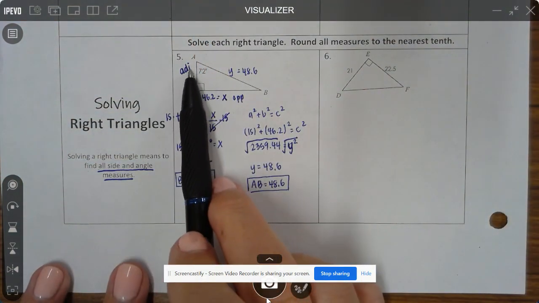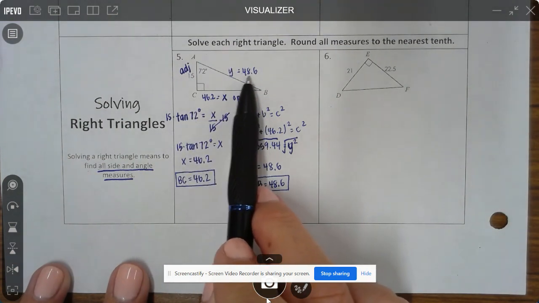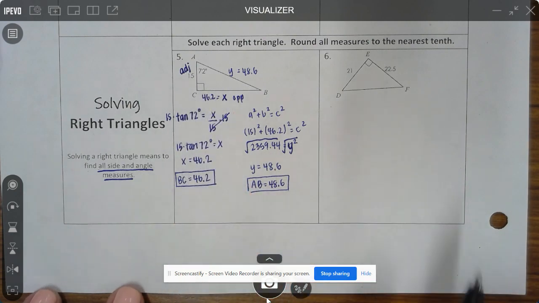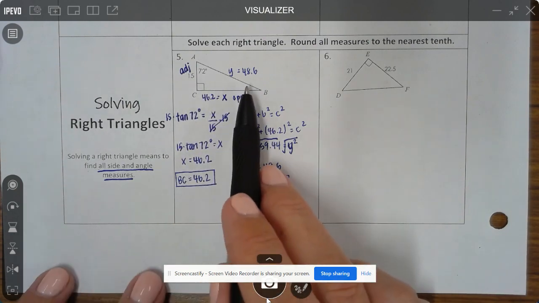And the nice thing about this is you can check for reasonableness, because remember that your hypotenuse should always be your longest side of the three. So 48.6 is longer than these two sides. So then the only piece of my triangle that I'm missing here is my angle B.